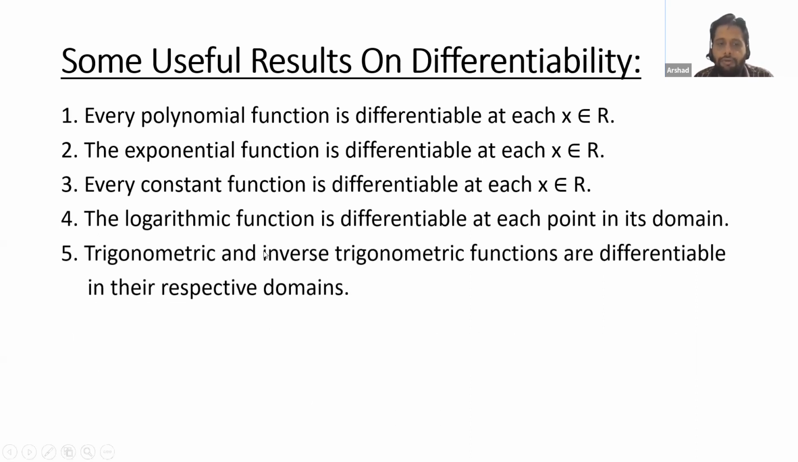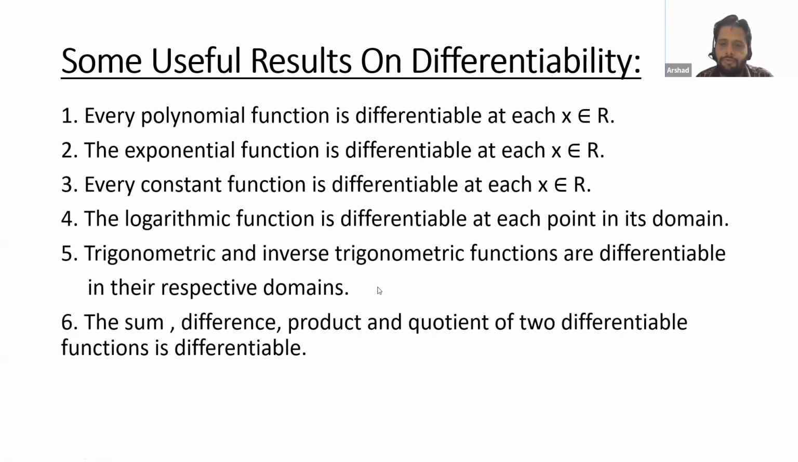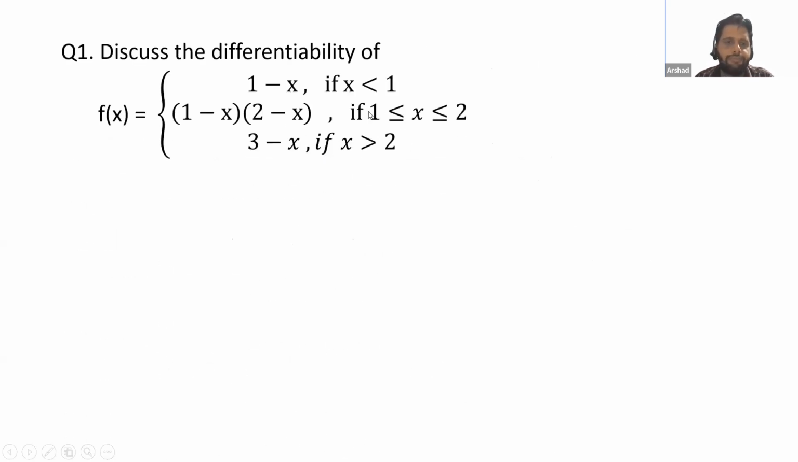Next is trigonometric and inverse trigonometric functions are differentiable. Next is the sum, difference, product, and quotient of two differentiable functions is differentiable. You have already noted this down. Now, we will try this question. Can anyone tell me what is the difference between this question and the questions which you did yesterday?